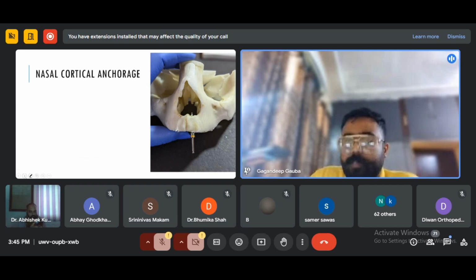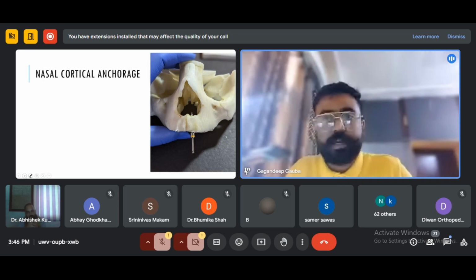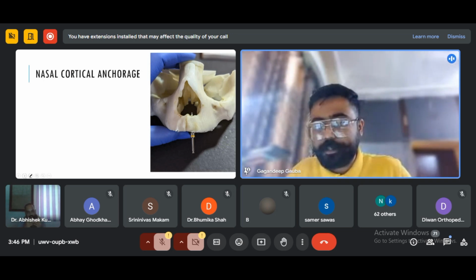So first we will talk about the nasal cortical anchorage. Does everyone know about the nasal cortical anchorage? I can do a tabletop demonstration if anyone has doubt about the nasal cortical anchorage.